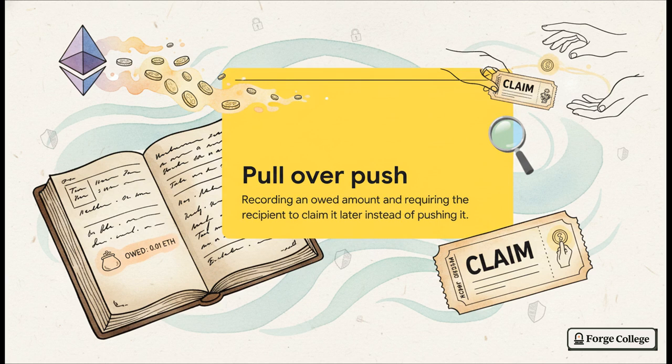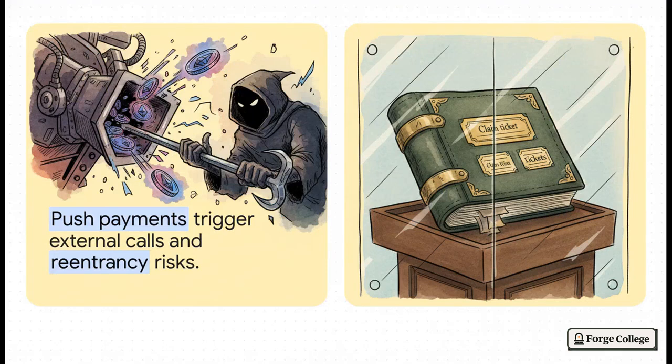We essentially give the referrer a claim ticket. We just record the owed amount in a separate internal ledger saying, hey, we owe you this much, and we require them to explicitly come pull their cash later in a completely separate transaction. Pushing payments out immediately triggers external calls, and if that referrer happens to be a malicious contract, pushing funds to them triggers their fallback function, allowing them to re-enter our deposit function and wreck our accounting. It's a huge reentrancy risk.